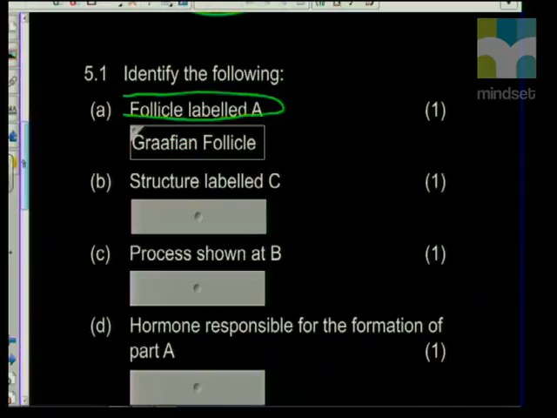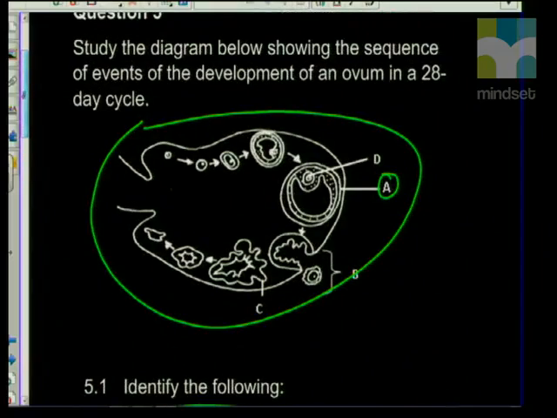Okay, if we have a look at the next one. Structure labeled C. Where's C? There it is. Structure labeled C. What is this? It goes from something small, it carries on going, gets big, and then it gets smaller and smaller and smaller again. Now at certain parts it's got different names, right?